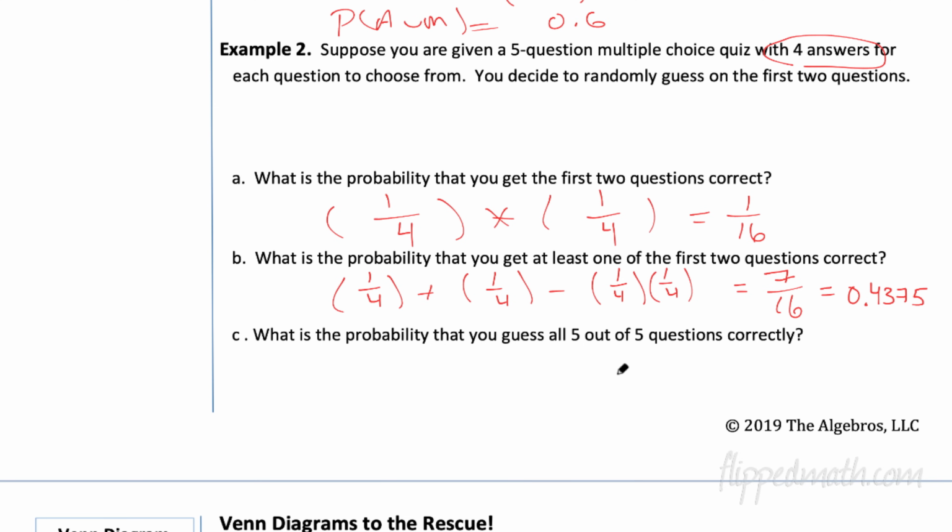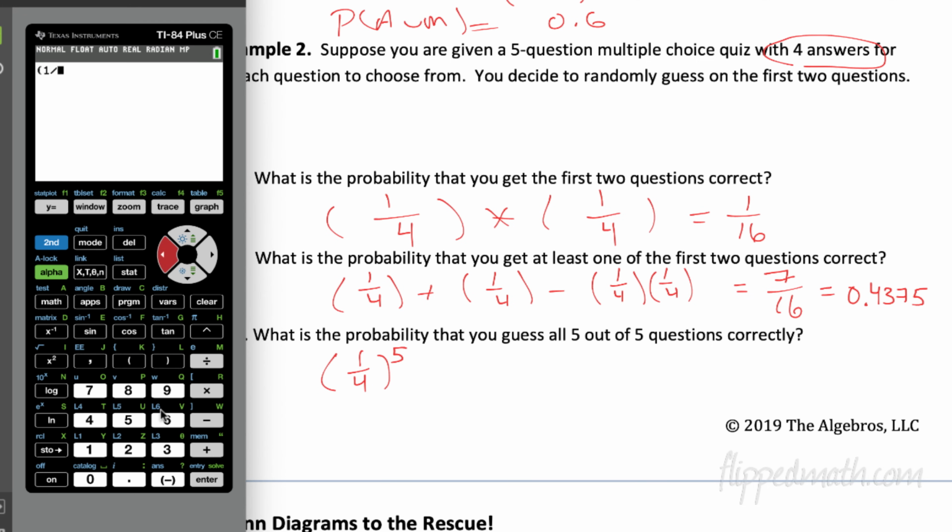Okay. Now, next question. What's the probability you guess on all 5 out of 5 and you get them correct? So really, you have to get the first one right, and then the next one, and the next one, 5 times. So I'm just going to use an exponent for that. We're going to use a calculator. It's 1/4 to the 5th power. So calculator here, 1 divided by 4, and we want to raise that, remember, that's this button right here, to the 5th power. And as I said, decimals are okay.